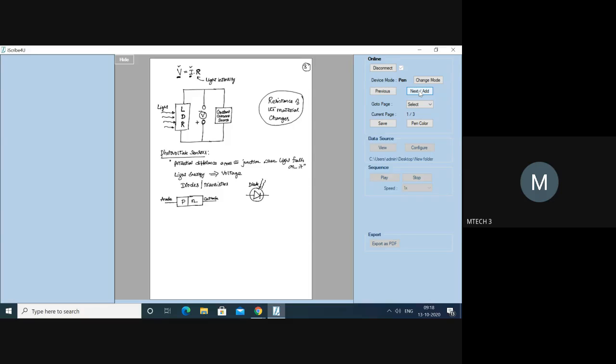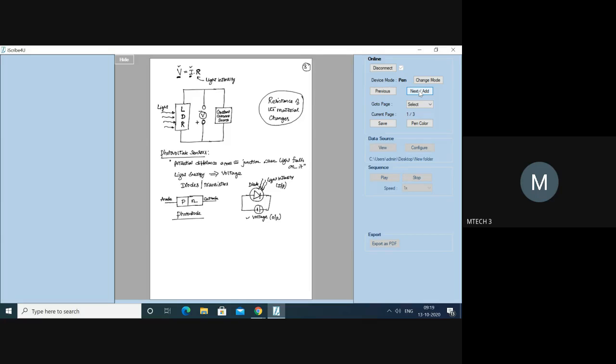On this diode, the light energy is going to fall. This leads to the development of a voltage. The voltage is going to be generated. That's as simple as that. The voltage is your output, and the light intensity is your input parameter. I'll put it as simply as possible. This is your photodiode.